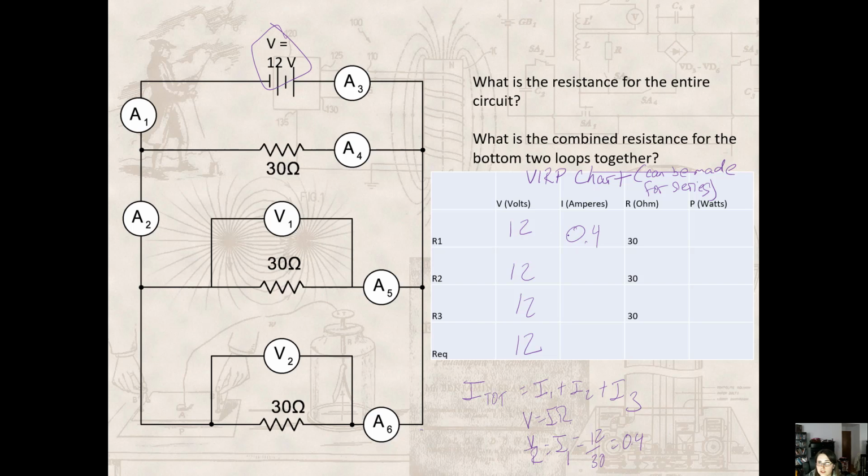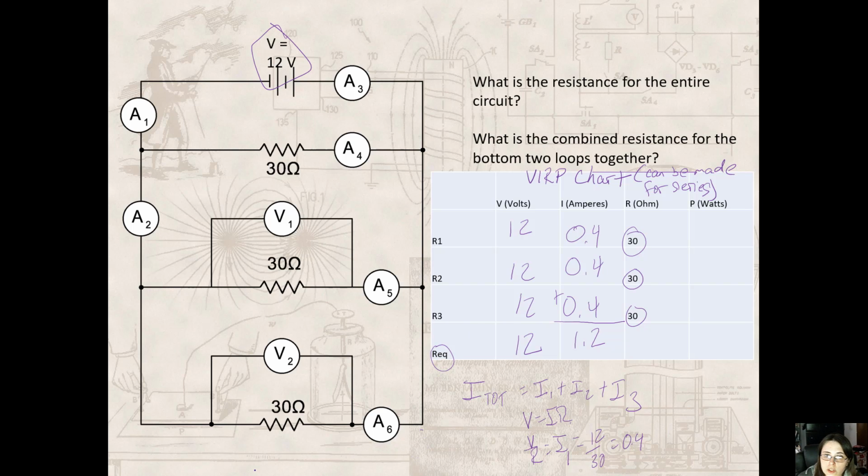We can also get this by looking at the current total. Well, actually, we haven't done this yet. But we know that these are equivalent because it's 0.4 and 0.4, just because the resistors all have the same resistance. So then if we want the total current, we just add these up, and that's going to be 1.2 amperes.